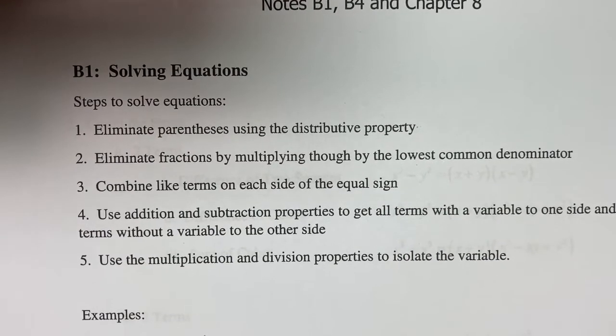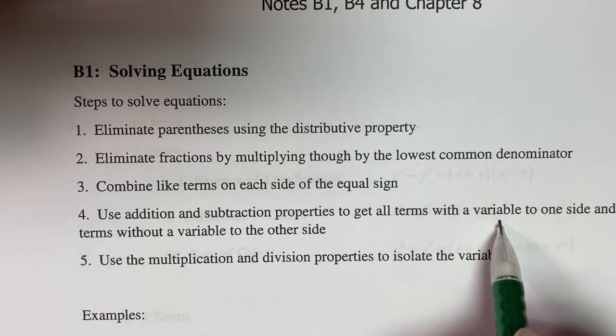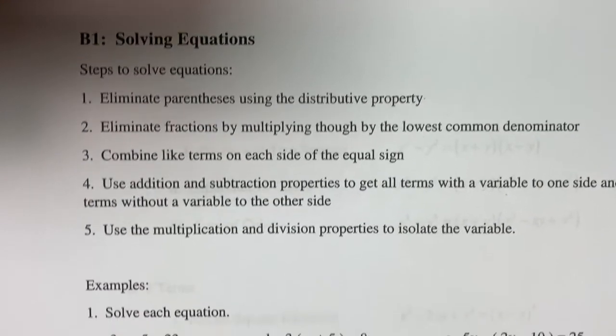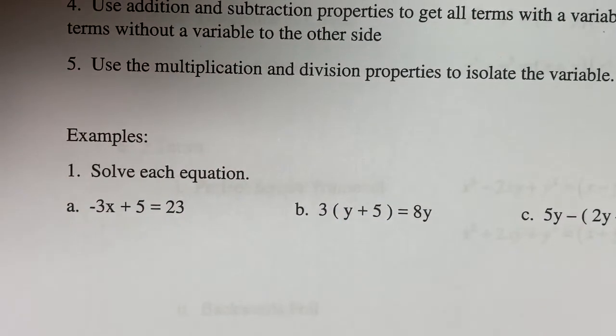Step 4, you're going to use your addition and subtraction properties to get all the terms that contain a variable to one side of the equal sign, and all the terms that don't contain a variable to the other side of the equal sign. And then step 5, you'll finish off by either multiplying or dividing both sides of the equation by a value to help you get the variable alone, or isolate the variable. So they're going to get more difficult as we go on with our examples. Let me zoom in a little bit here for you.